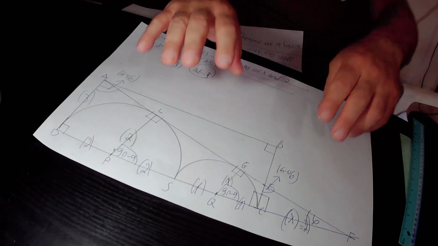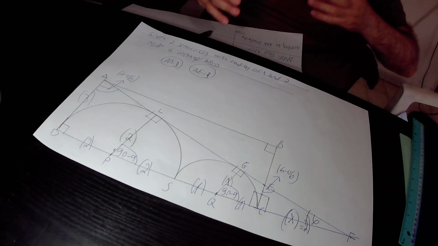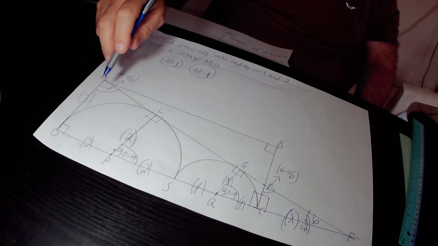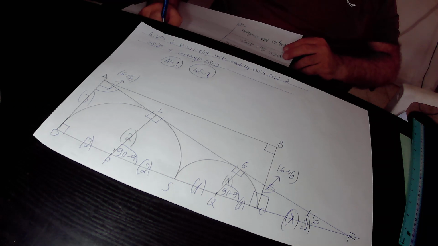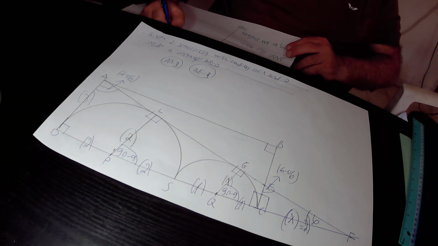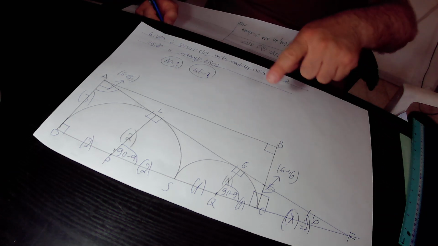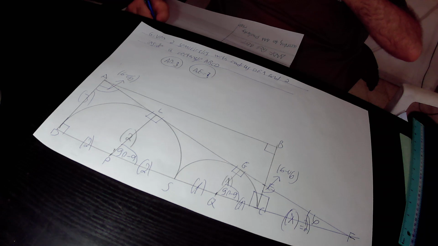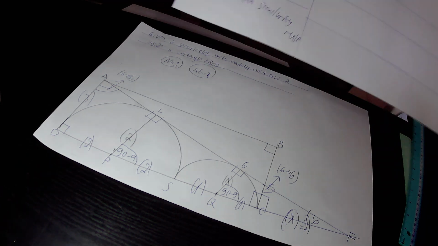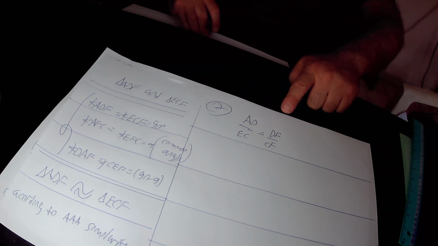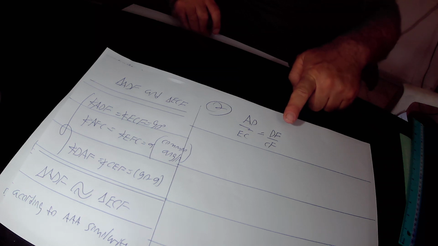And from the fact that those two right triangles are similar to each other, we derive the following relationship between their sides: side AD in the big right triangle ADF over side EC in the small right triangle EFC equals side DF in the big right triangle ADF over side CF in the small right triangle EFC.